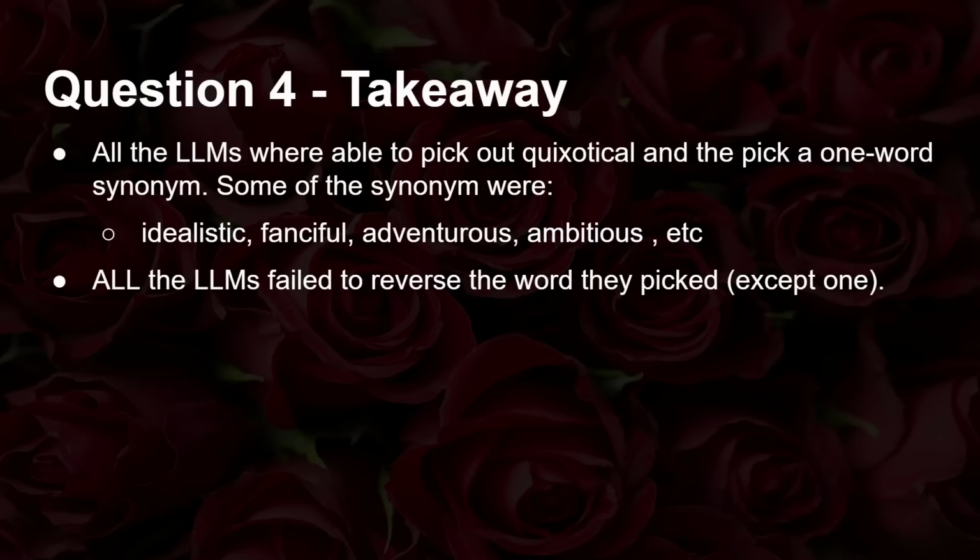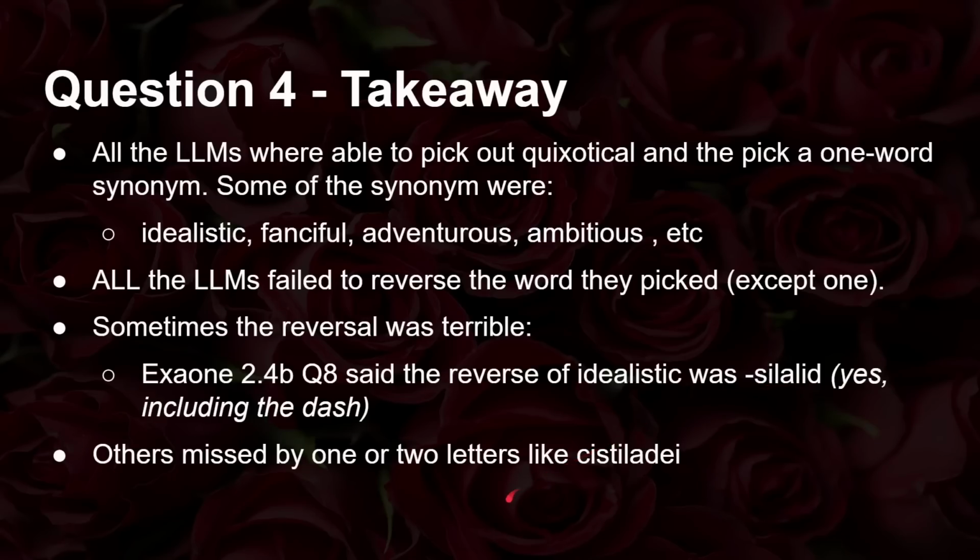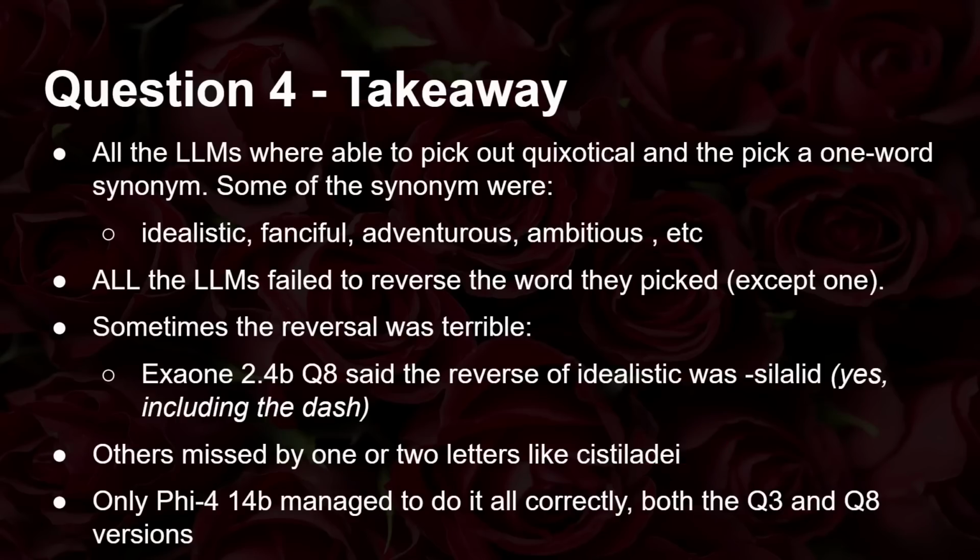But all the LLMs failed to reverse the word that they picked, except for one, and we'll talk about that in a moment. Now, some of the reversals were terrible. For example, Exa1 said the reverse of idealistic, which was the synonym it chose, is dash silalid, including the dash in the output there. So it's just completely wrong. Others missed it. If you look at this, that looks almost right, but notice here it's IED rather than IDE. So it's just got it slightly wrong in the reversal there. Only Phi 4, 14 billion parameters, managed to do it correctly, both the 3-bit and the 8-bit versions. Even Llama 3.3, 70 billion, didn't get it right.